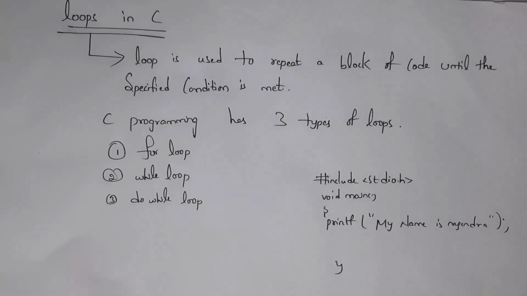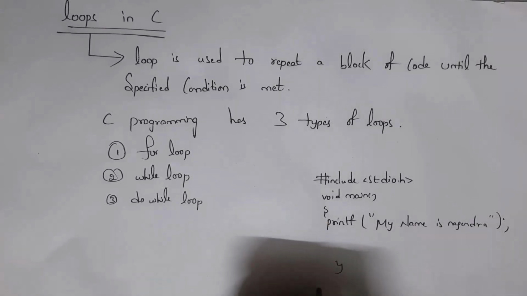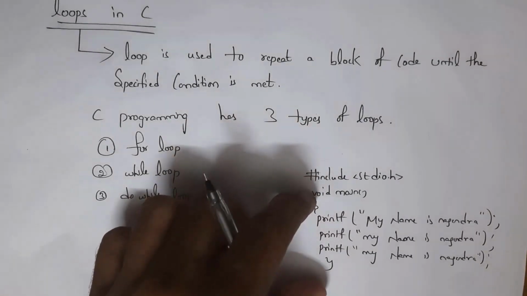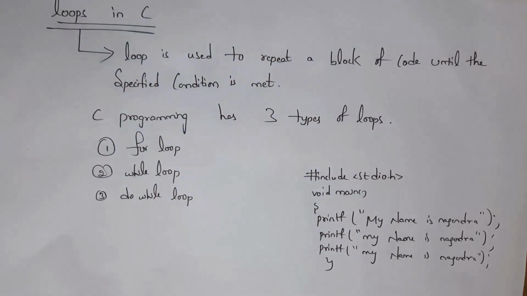For example, I want to get output as Nagendra 3 times. So I need to write printf 3 times. So I am writing here printf. By writing this program, I will get output my name is Nagendra 3 times. But I want to write my name is Nagendra 100 times. So 100 times I need to write printf, and inside the printf I need to write my name is Nagendra. But it is impossible to write 100 times. It is very complicated. So in order to overcome this problem, we use loops.